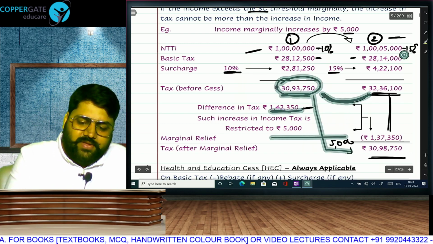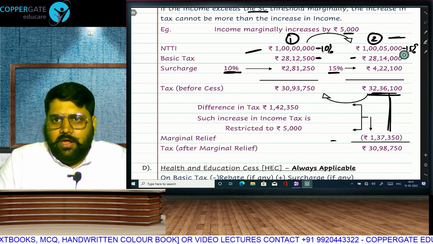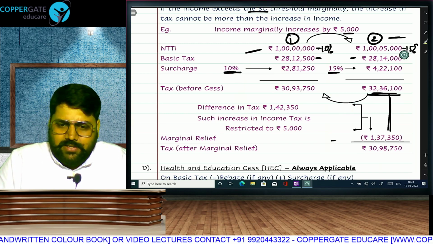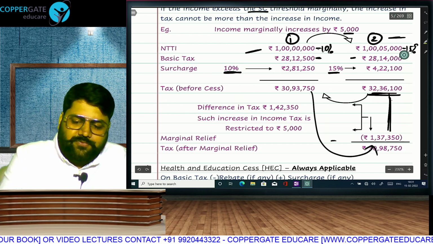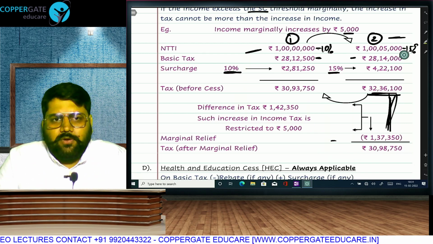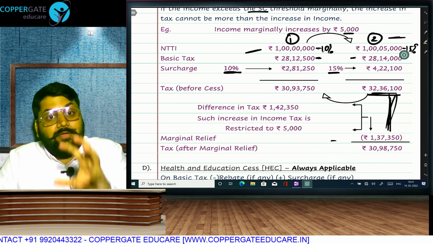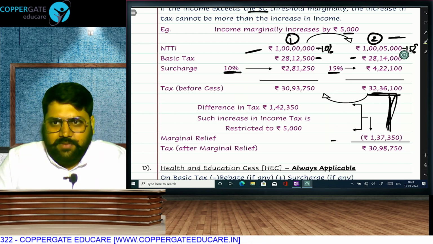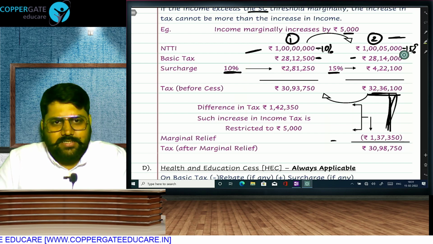I repeat that line. If income has increased by 5,000, the tax difference can also be maximum 5,000. The difference in tax cannot be more than the difference in income. And thus, if this is 3,093,750, this will be 3,098,750 and the difference will be removed by way of marginal relief. That's your total concept of surcharge. 4 cases where 25, 37 surcharge is not applicable, and if income is crossing only because of them, then the entire income, the tax that you calculate, 15% surcharge. And the concept of marginal relief is also hereby discussed and over.